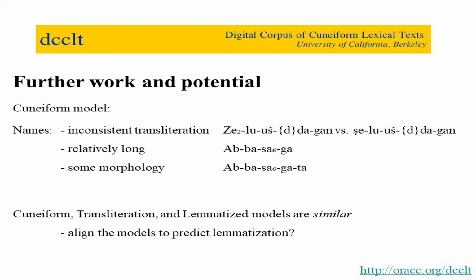To me, what was a really unexpected result of this is that the Cuneiform model, the transliteration model, and the lemmatized model are much more similar than I had expected. I do not have any numbers to put on that. That's something that I have to learn from one of you how to do. But anecdotally, they seem very similar to me. And so that could mean that we may be able to actually align those 3 corpora, or those 3 models, and predict lemmatization from the Cuneiform or from the transliteration, and that would be a very, very cool thing to do.